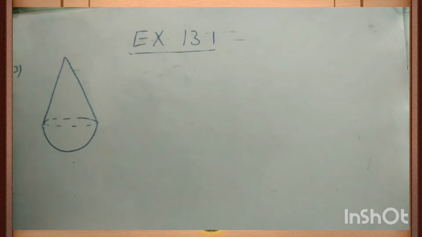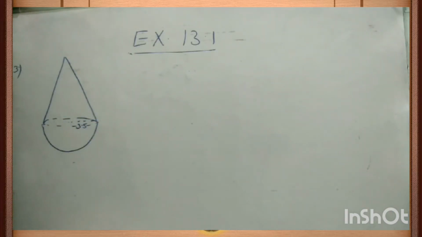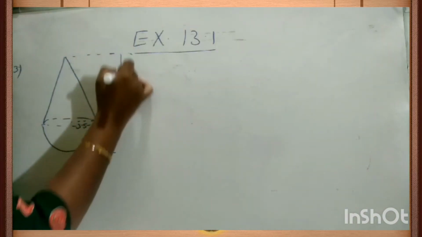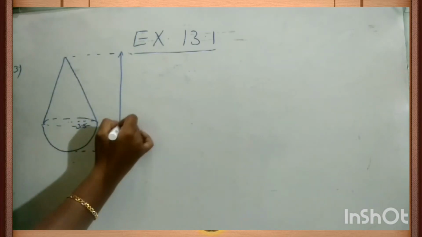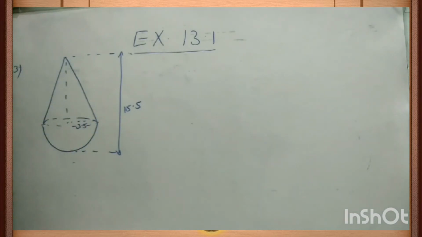And it is given that the radius of the hemisphere and the radius of the cone are equal, and that radius is equal to 3.5. It is given in the question. And the total height of the toy is given, that is 15.5. Actually, the total height of the toy is the height of the cone plus the radius of the hemisphere.